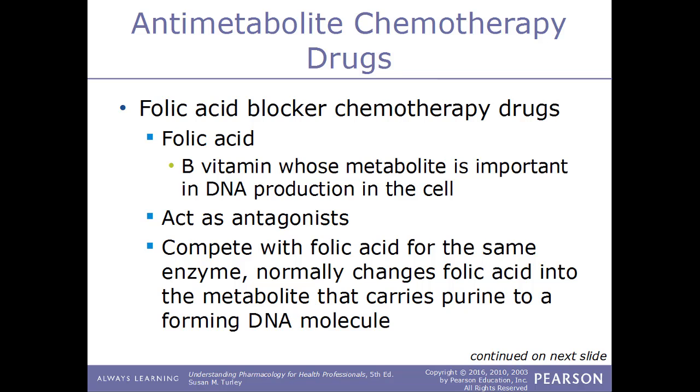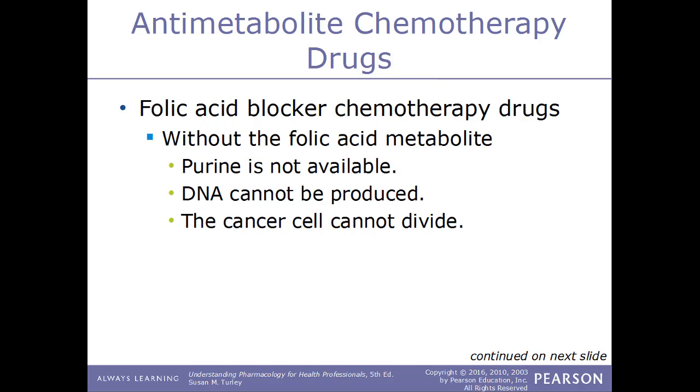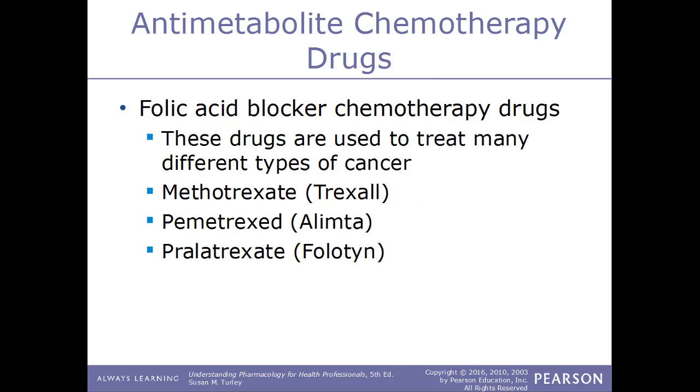Another type of antimetabolite drugs are the folic acid blockers. Now, folic acid is a B vitamin whose metabolite is important in the production of DNA within a cell. And these blockers act as antagonists because they will compete with folic acid for the same enzyme. And this enzyme will normally change folic acid into the metabolite that helps to deliver purine when forming the DNA molecule. So without that folic acid metabolite being made, purine isn't available. If purine isn't available, DNA can't be produced, and therefore cancer cells can't divide. And these kinds of drugs are used to treat many different kinds of cancers.